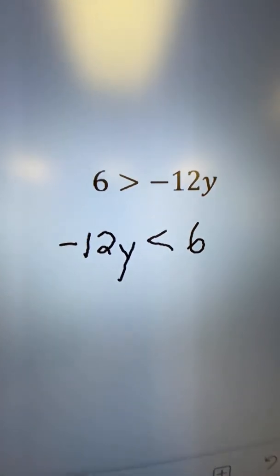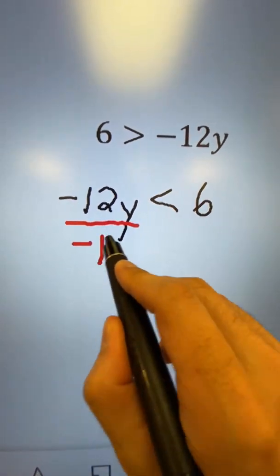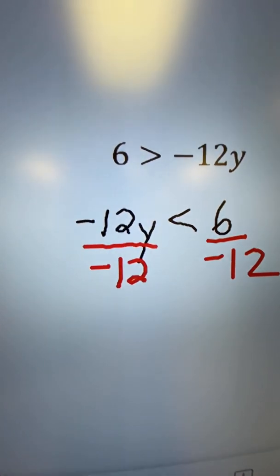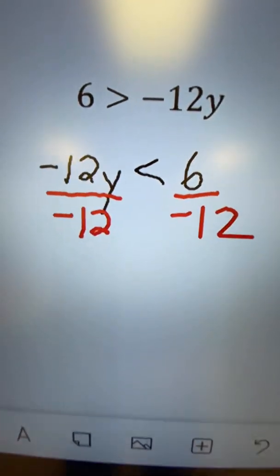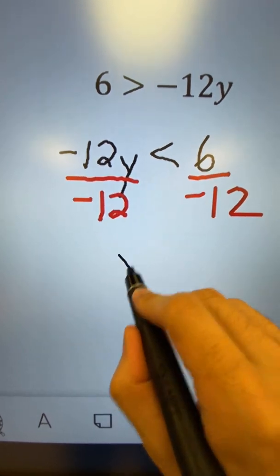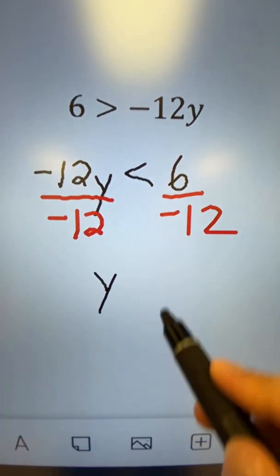In order to make this into a 1y, I'm going to divide this by -12, and do the same thing on the other side. Then I'm going to simplify in the next step. When I simplify -12 divided by -12, that gives me 1y. And since I divided both sides by a negative number, I have to take the inequality sign and flip it around the other way.